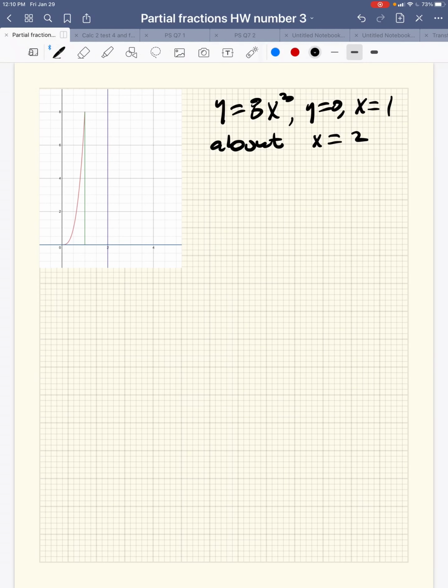We are to find the volume of the solid that is generated by rotating the region bounded by y equals 8x cubed, y equals 0, x equals 1, about x equals 2. So we have the region that is bounded by these curves. It's this region here. And we're going to rotate it about the line x equals 2.